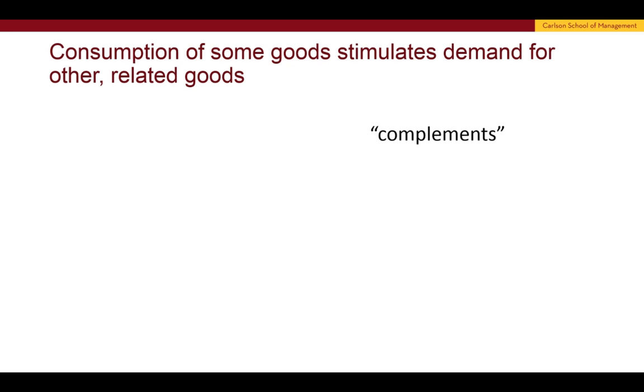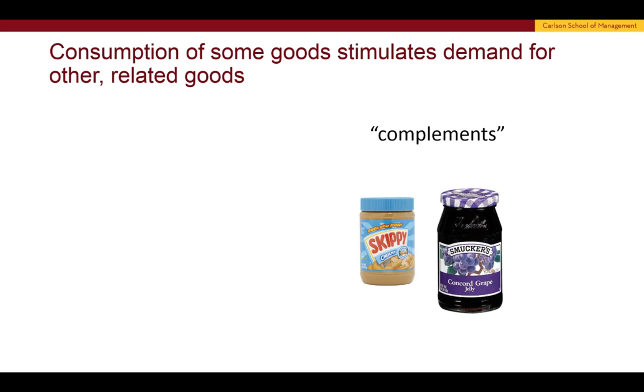Consumption of some goods, by contrast, stimulates demand for other related goods, and we call this relationship complementarity, or we call these goods complements. Some old school examples of complements are peanut butter and jelly. The idea being that they're better together, and if they're better together, then if the price of peanut butter went up, well, that would make the thing that's useful with peanut butter, the demand for that would go down. So it's a different relationship between prices and quantities for complements than for substitutes.